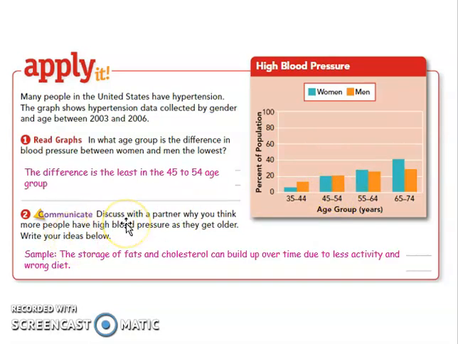Next, discuss with your partner, or I know you're at home now, to anyone, why you think more people have high blood pressure as they get older. Okay, the answer is as we grow older, the storage of fat and cholesterol can build up over time due to less activity and wrong diet. So when we are really getting older, our activity is becoming lesser. That's why I'm encouraging you girls, keep your active lifestyle and choose a correct and right diet.